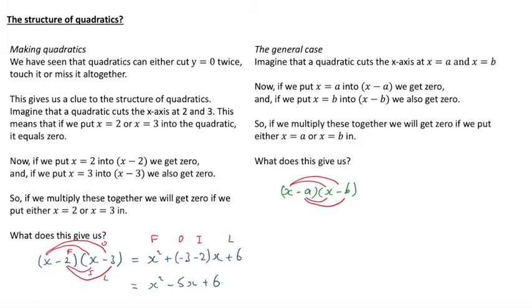Well, same job, x minus a times x minus b. This time we get x squared minus b x minus a x plus ab, and we can tidy that up to say x squared minus (a plus b)x plus ab. Okay, and that work helps us towards sorting out how to factorise quadratics.